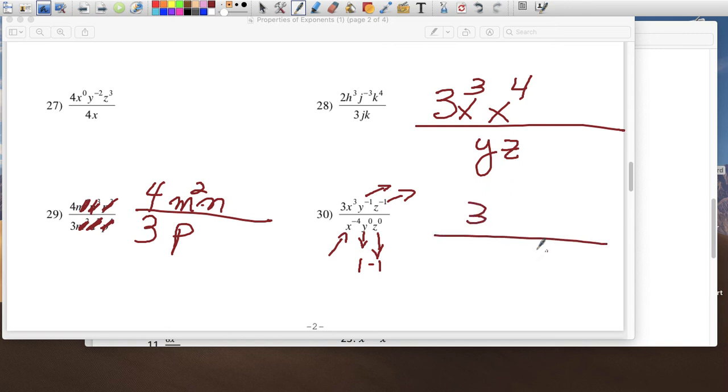Clean it up a little bit more. Y and z, I don't have anything to cancel or simplify with the top numerator. But these two x's I can combine, the bases are the same, so I add the exponents, and y and z stay at the bottom. That's it. So that's the handout you were working on in class.